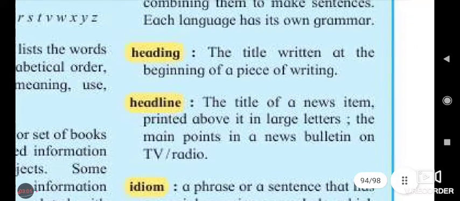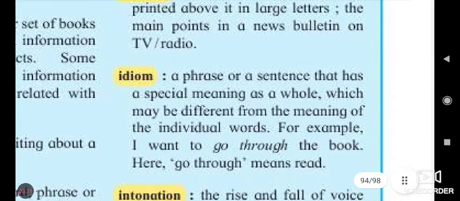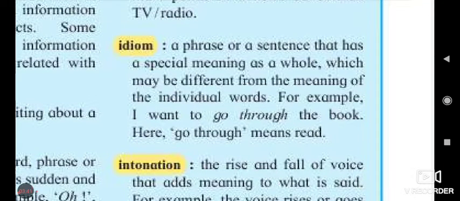Heading means the title written at the beginning of a piece of writing, or the main points in the news bulletin on TV and radio. Idiom means a phrase or a sentence that has a special meaning as a whole, which may be different from the meaning of the individual words. For example, I want to go through the book. Here, go through means read.